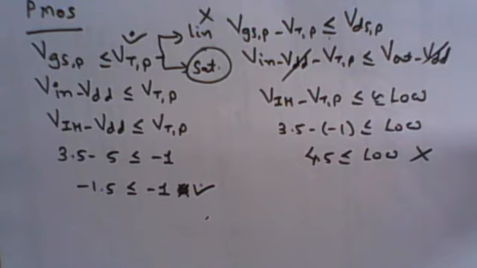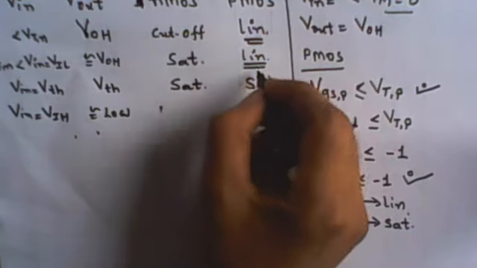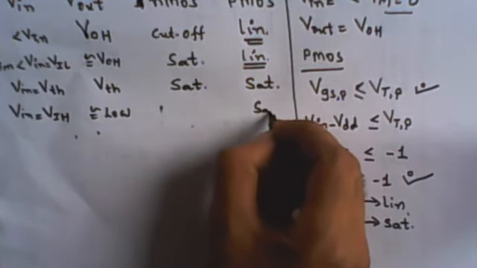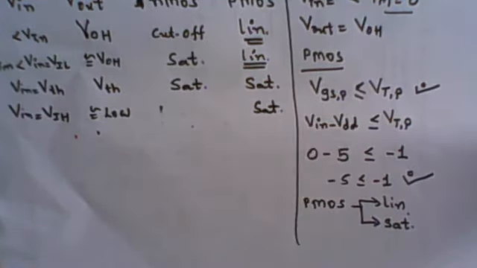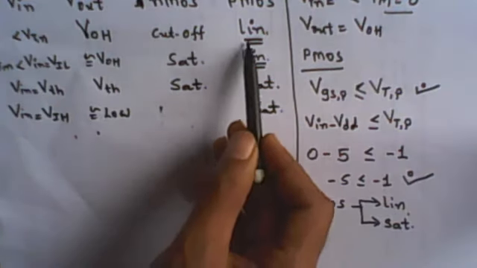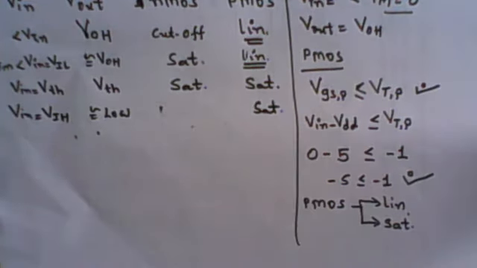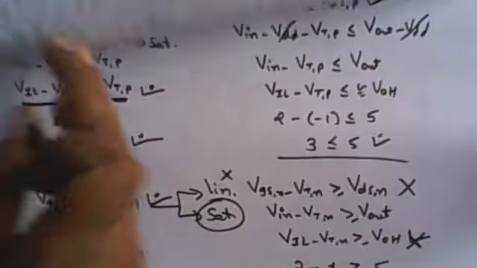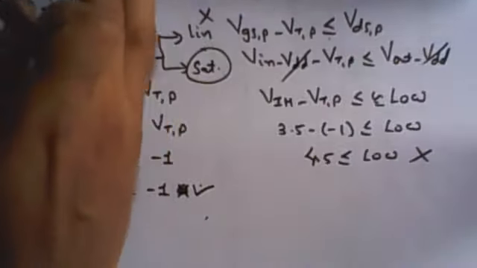So in short, when input is logic 1, pMOSFET is in saturation. When input is logic 0, pMOSFET is in a linear region. Right? Now let's find out about the nMOSFET. What is the operating region of nMOSFET?